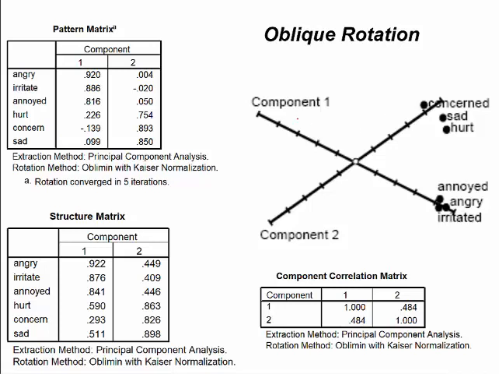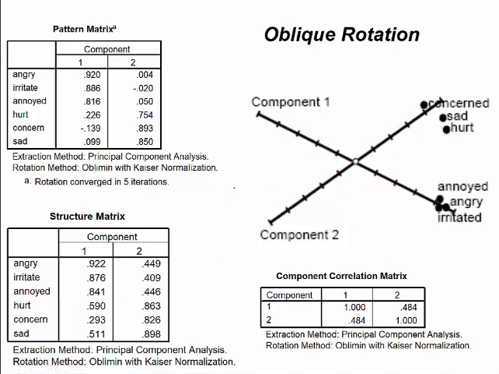So it's more reasonable, if we're going to rotate our solution, to also allow our axes to correlate with each other. So I've no longer forced my x and y axis to remain at right angles. I've allowed them to become a little bit oblique, and that's showing a degree of correlation between the two.